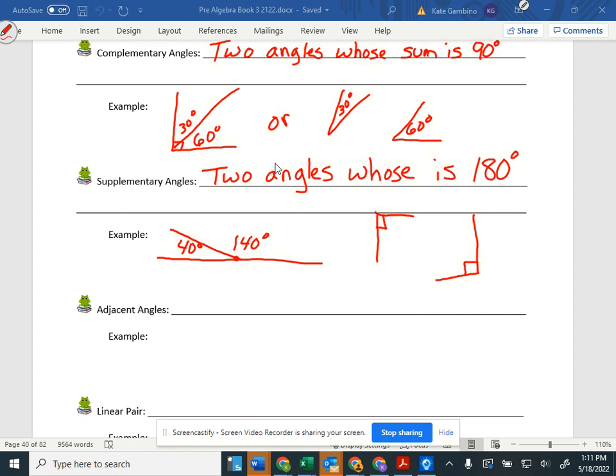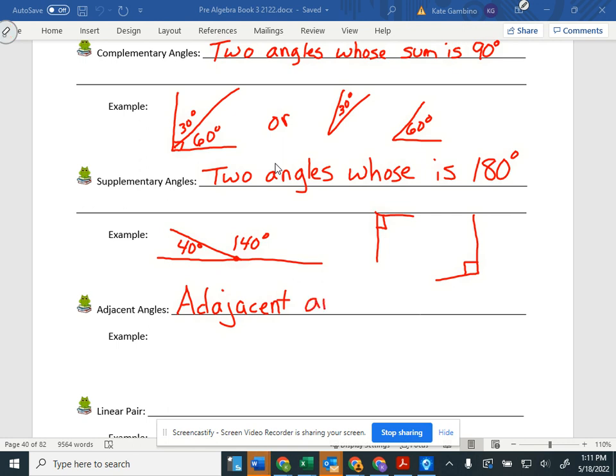Okay. Our next one is adjacent angles. What are adjacent angles? Who remembers? Oh, adjacent and adjacent. It's like tomato, tomato. Nathan? Aren't they two angles that are the same? Nope, they are not congruent. Two angles that share a common side and vertex and do not overlap.